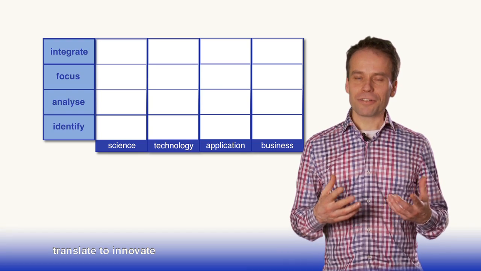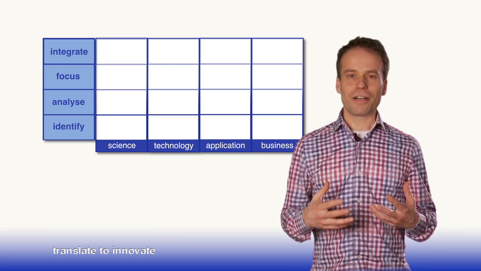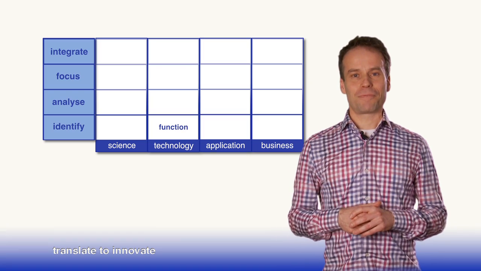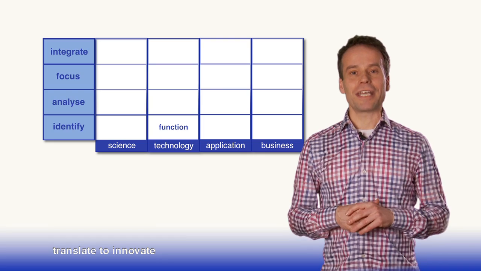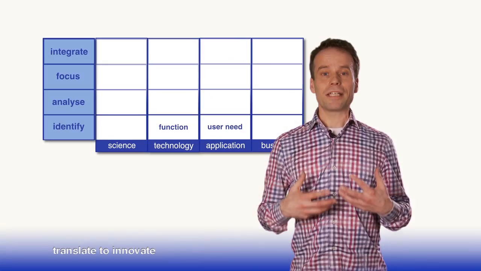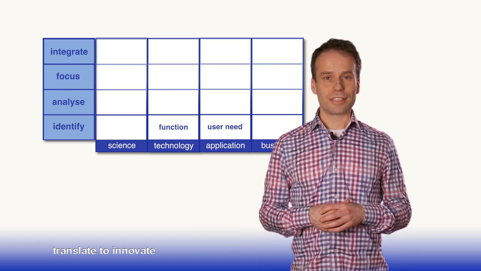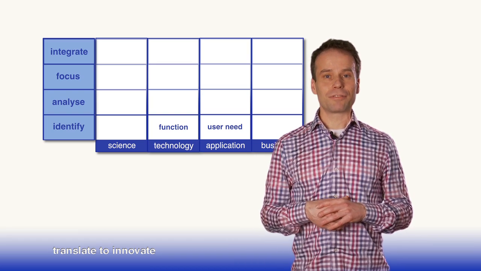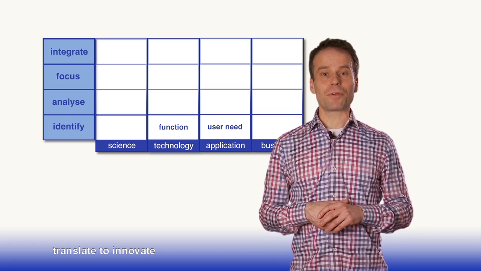A technologist formulates a vision of a function that might be feasible, and an application expert sees a need in a certain user group. For example, the technologist imagines a novel diagnostic device, and the application expert foresees how it might solve a problem in a medical application.